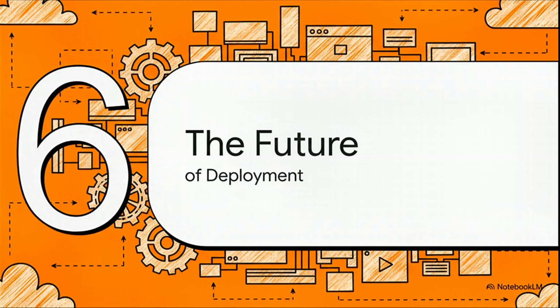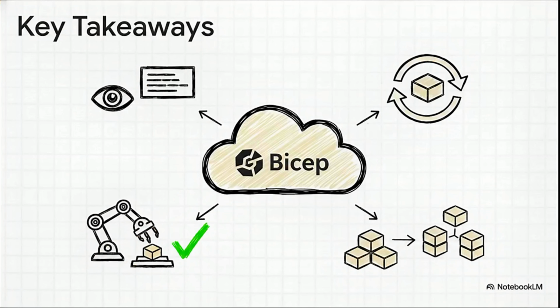So, what does this all mean? What's the bigger picture here? Well, this shift towards modular, automated infrastructure isn't just about writing tidier code. It is fundamentally changing how we build and deploy technology. So let's just quickly recap the key takeaways.